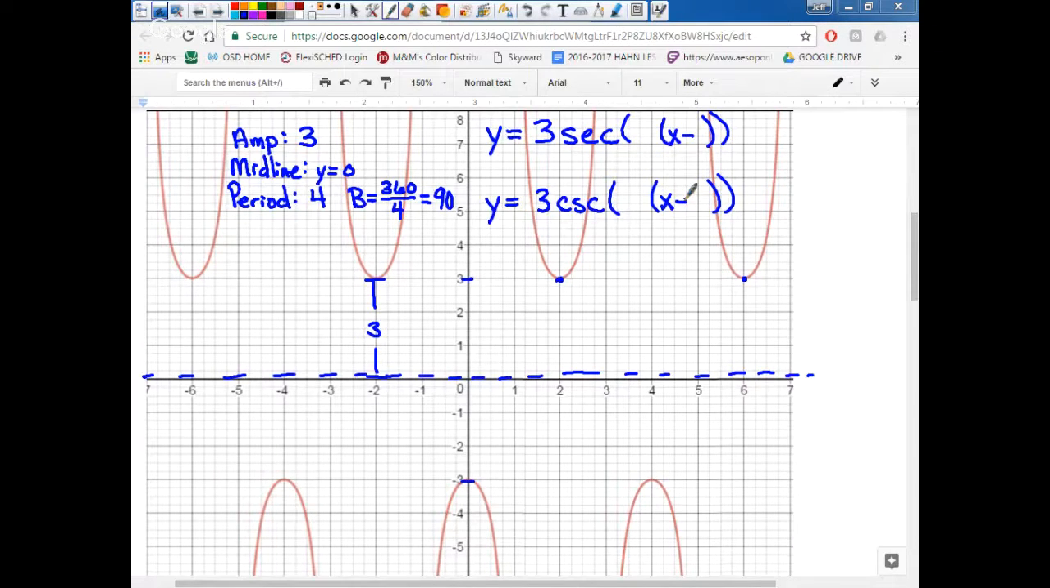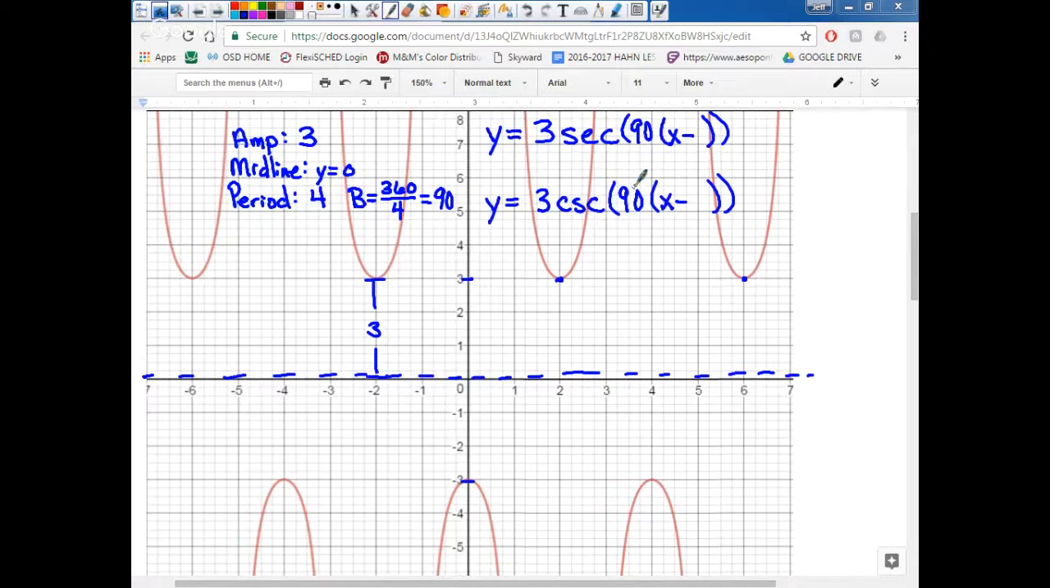So we know all those pieces. We know that there's a +0 at the end of both of them, so I don't need to worry about that. I know that the b value is 90, so that's the same in each one. And now I have to do my phase shift. So I've got to think about native positions of each one of these.